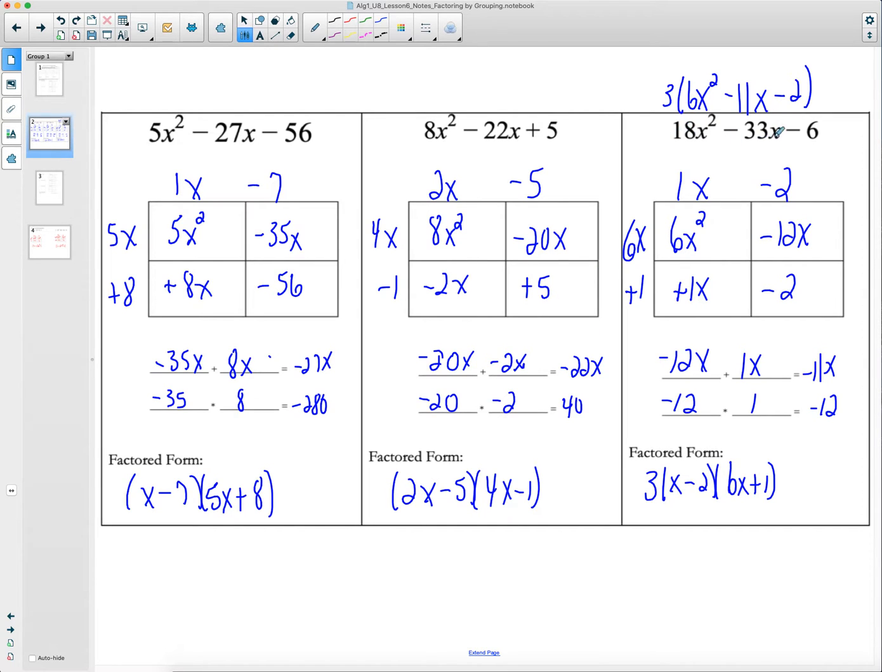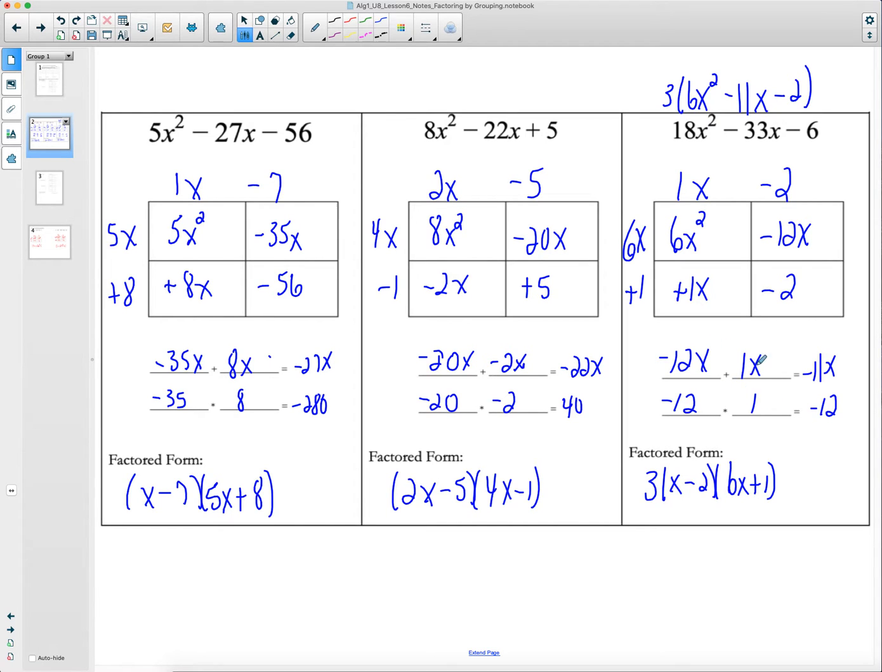This one does have a GCF. That GCF is a 3. So once I factor that 3 out, I'm left with 6x squared minus 11x minus 2. My A term is 6x squared, my C term is negative 2, and A times C is negative 12. This is a little bit of an easier combination: negative 12 times 1 is negative 12.